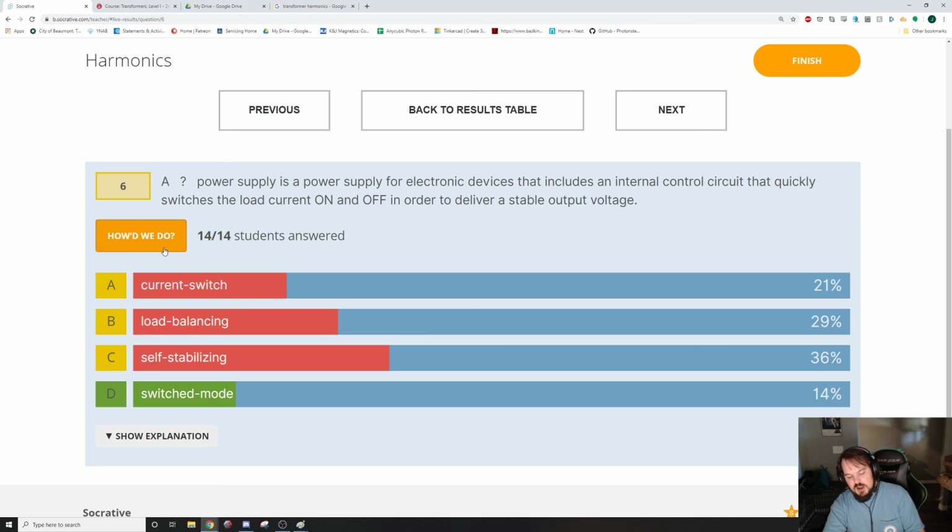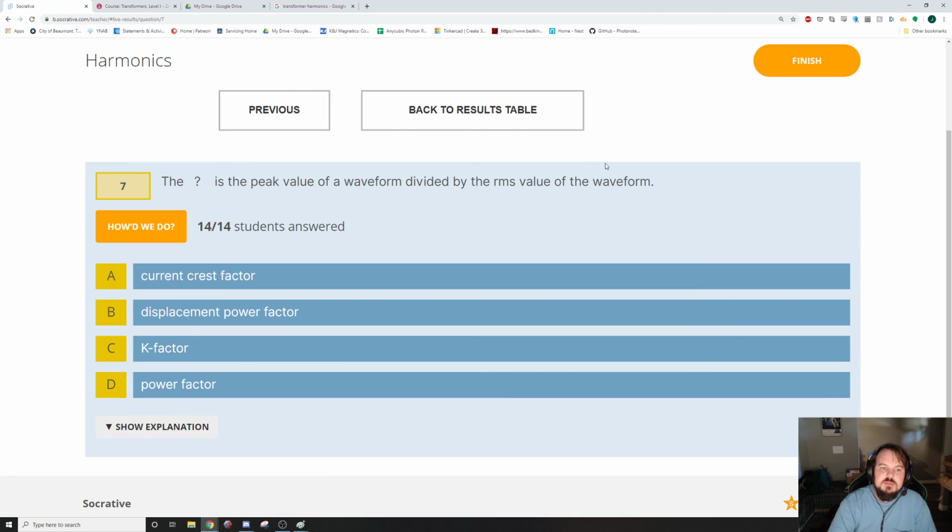A switched mode power supply is useful for canceling out harmonics. So once you figure out why harmonics are bad, then you're going to ask, how do we fix it? There are transformers, special power supplies, and various other pieces of equipment that will cancel out these harmonics. And then current crest factor is the peak value of a waveform divided by the RMS value of the waveform. So this is not necessarily only to do with harmonics.